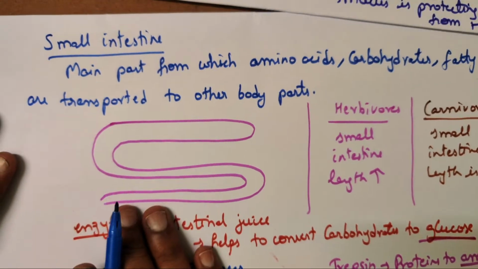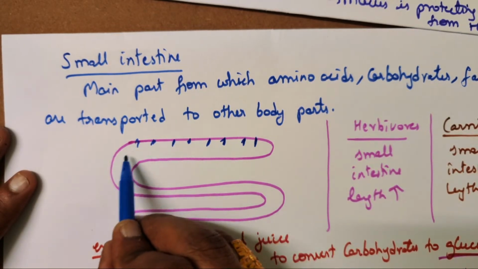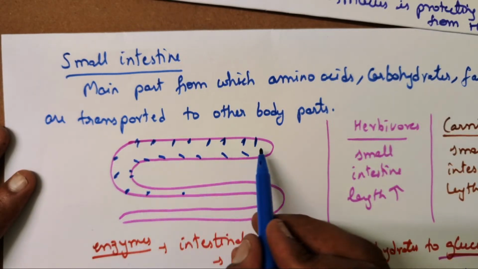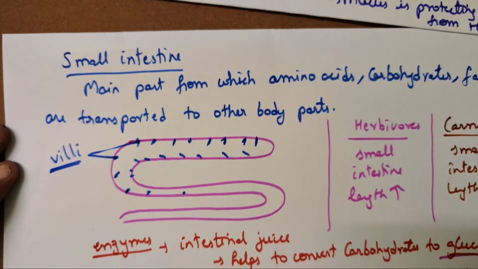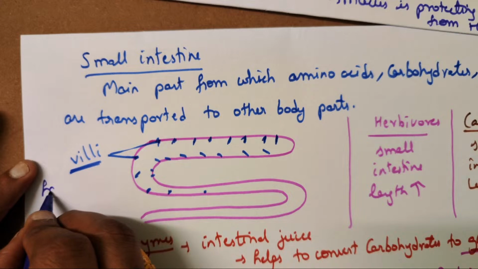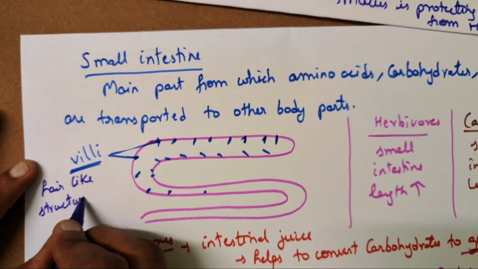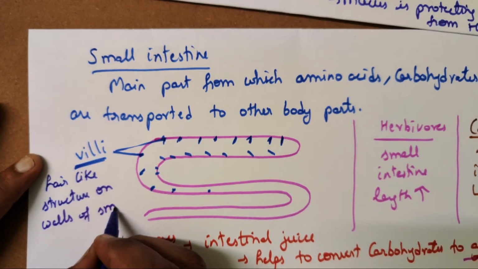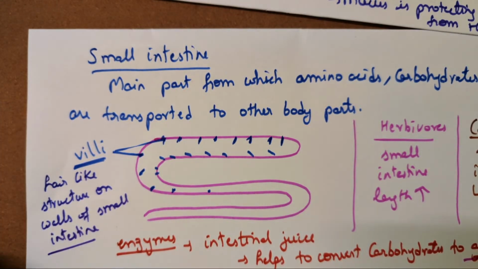This can be done through hair-like structures in the small intestine on the inside part. These are nothing but villi. So villi are the hair-like structures on the walls of the small intestine which absorb all these products.